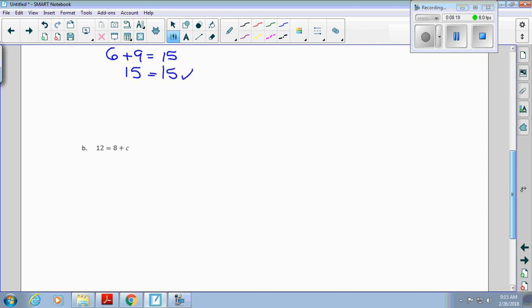If we scroll down to 12 equals 8 plus c. Now, a lot of kids get thrown off by the fact that it's not in the same order. Doesn't matter. It's an equation, right? And we also know that a certain property of addition says that we can add in any order. Does anyone know what that property is?